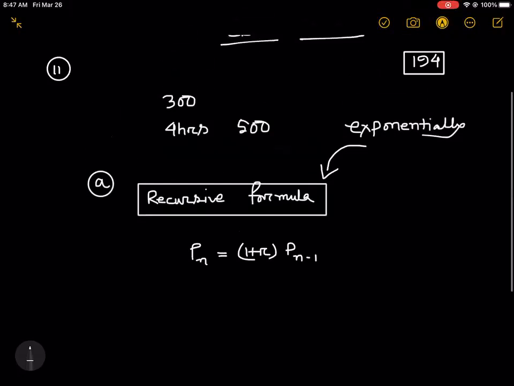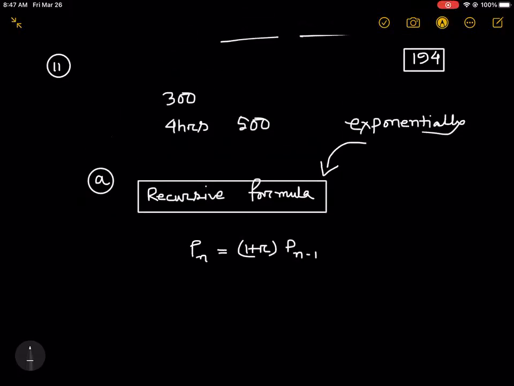So for that, we want to understand what these are. What is this 300? What does this mean? What is this 4 hours? And how can we use this 500? So we want to know what these mean. So what's 300? Let's do it one by one. How can we denote it? What does this signify?